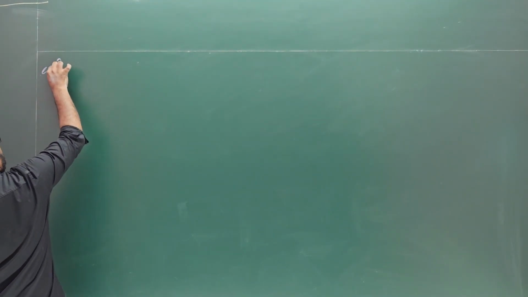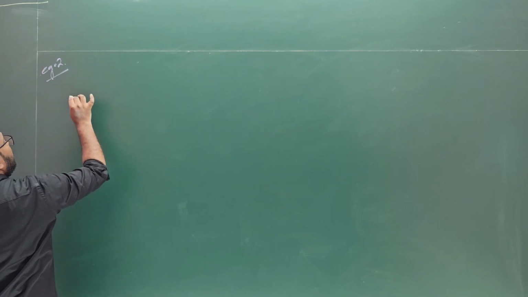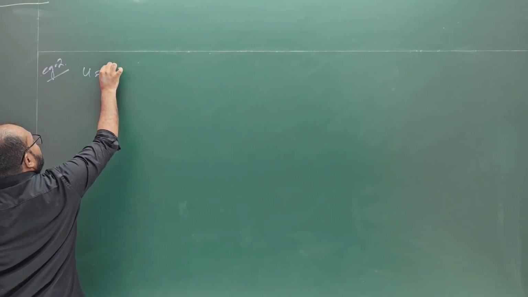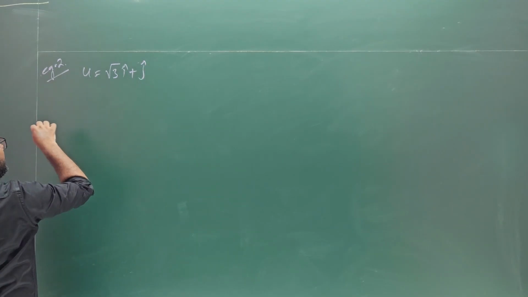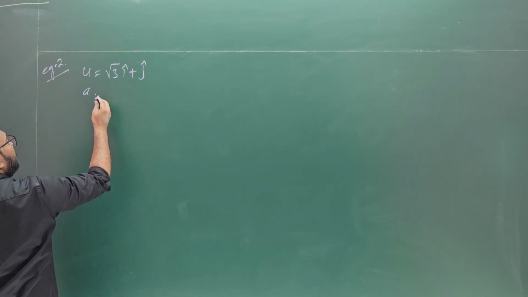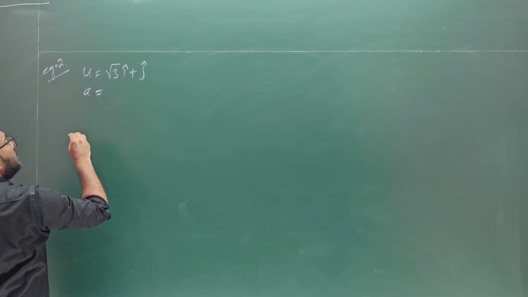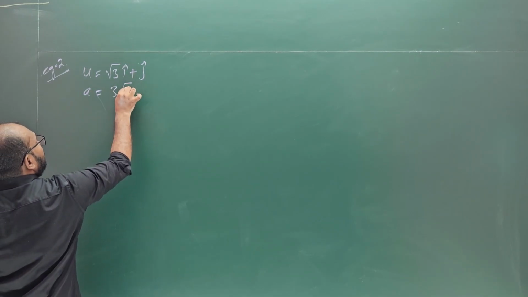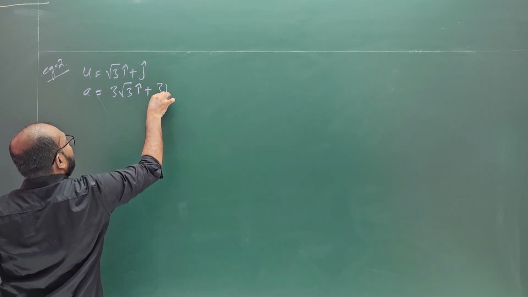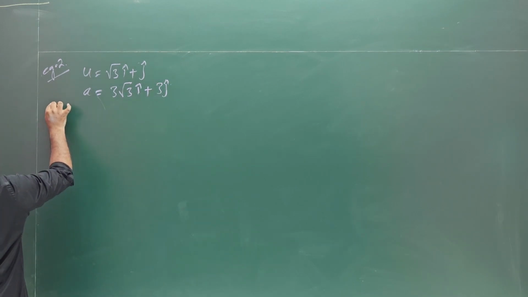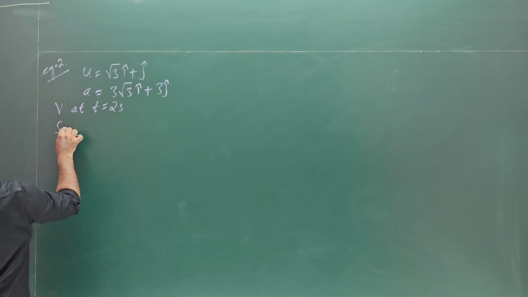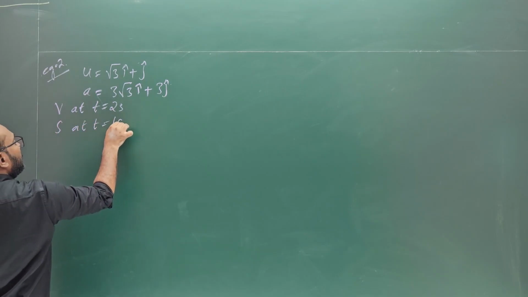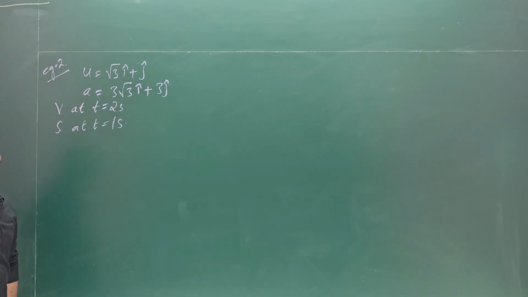Example number 2. Example number 2 is u is equal to root 3 i cap plus j, and a is equal to 3 root 3 i cap plus 3 j. Find velocity at t equals 2 seconds and displacement at t equals 1 second. Come on, be quick.